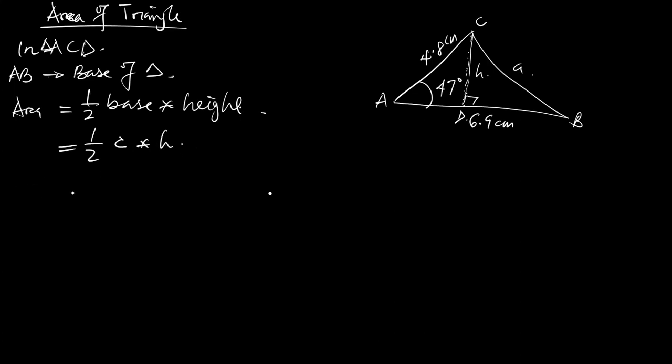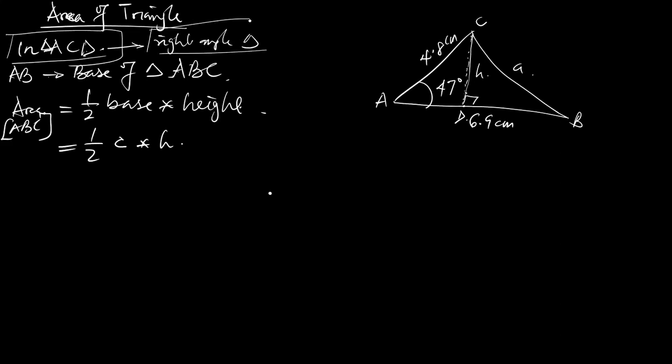Now, in triangle ACD, we can also solve this. AB is the base of triangle ABC, and this is the area of triangle ABC, which is what I'm looking for. But triangle ACD is a right angle triangle. So since it's a right angle triangle, we'll use what we call SOHCAHTOA.